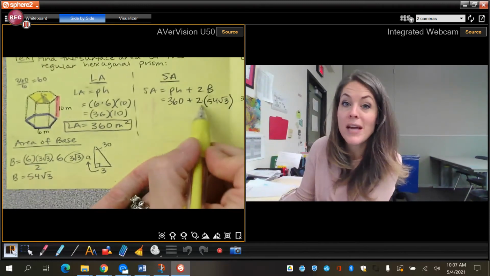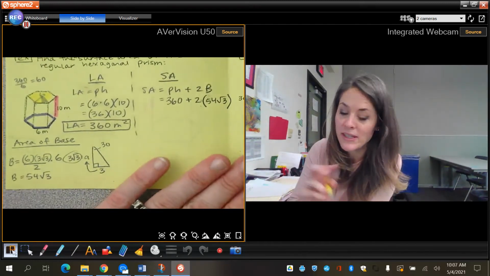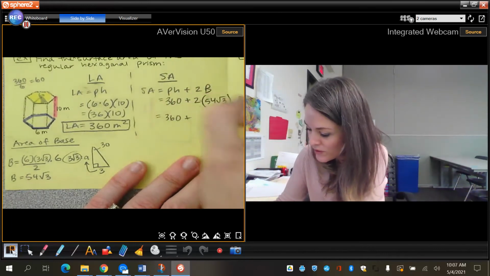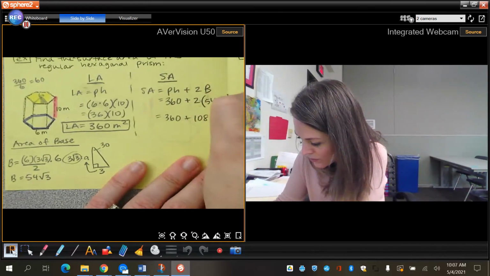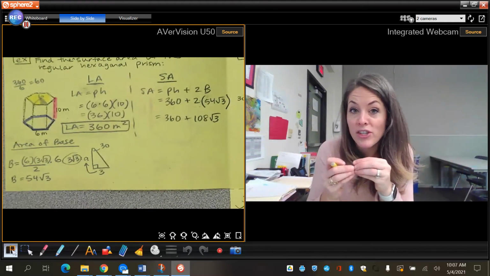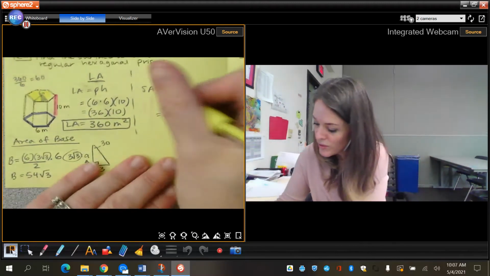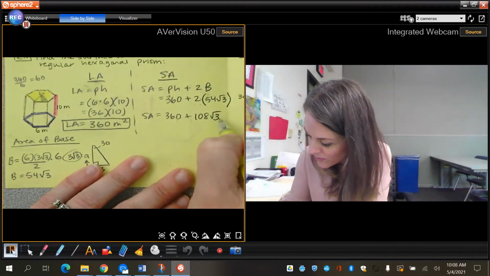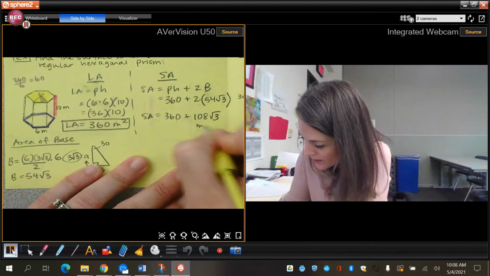Now remember, I'm doubling it because there are 2 bases. So now I could make that 360 plus 2 times 54 is 108 root 3. And that right there, they're not like terms, so I cannot combine them. So my surface area is just going to be 360 plus 108 root 3, and that would be in meters squared.